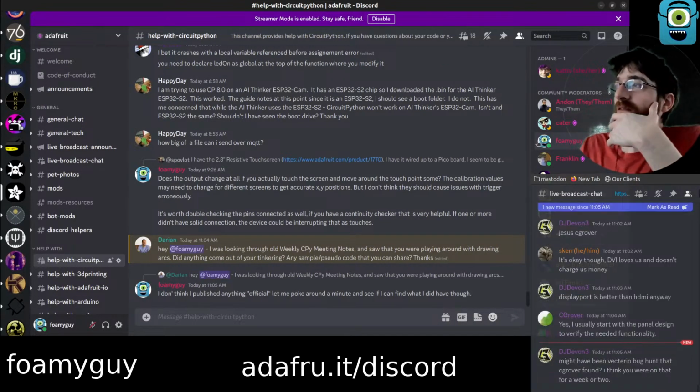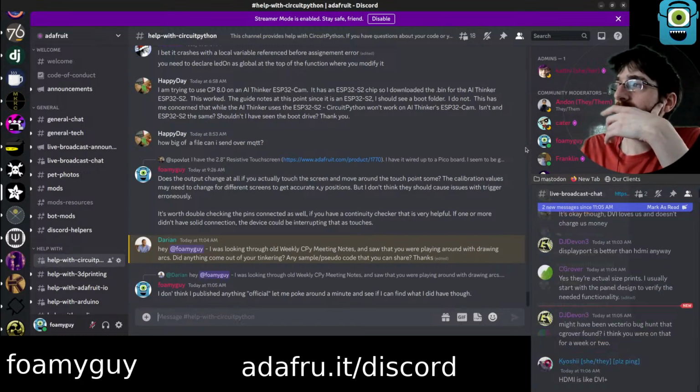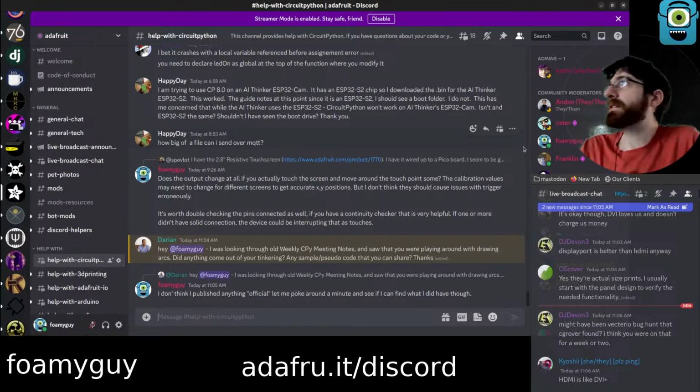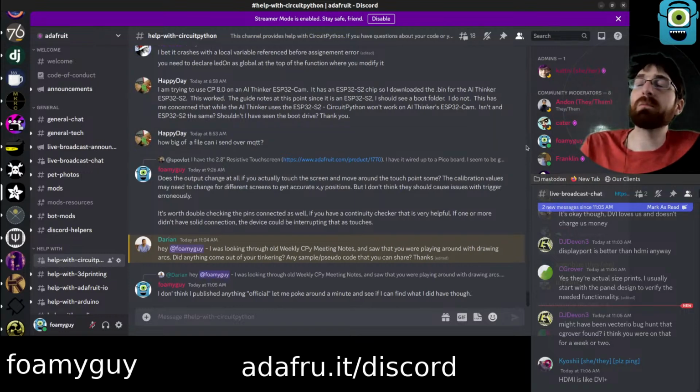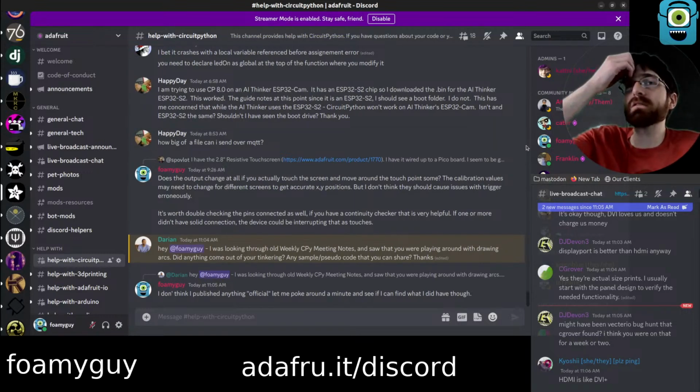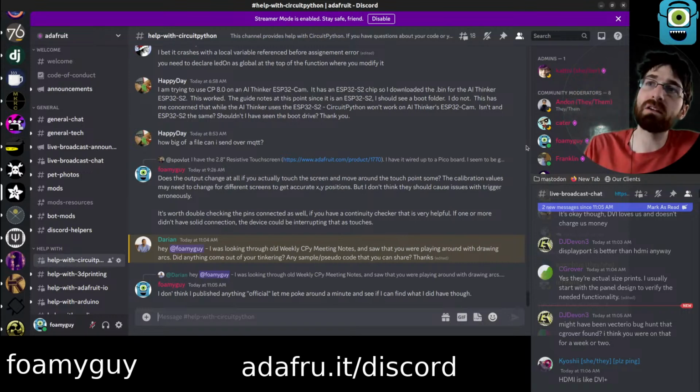Usually start with the panel design, or if I needed functionality. Might have been a vector IO bug hunt. Secret found. I think you were on that for a week or two. Vector IO, I don't think has a way to do. I mean, it has circle, but it doesn't have a way to do arcs too much. I think I am trying to think.